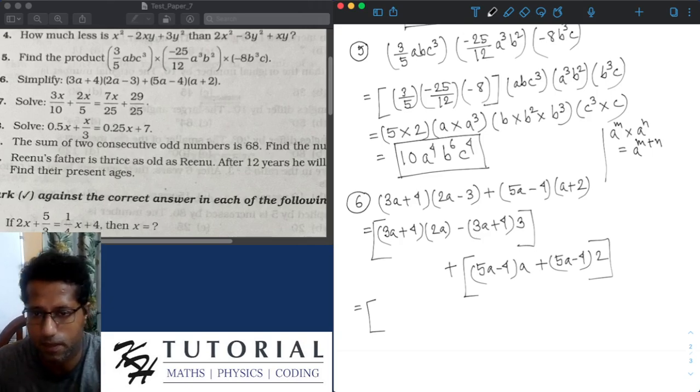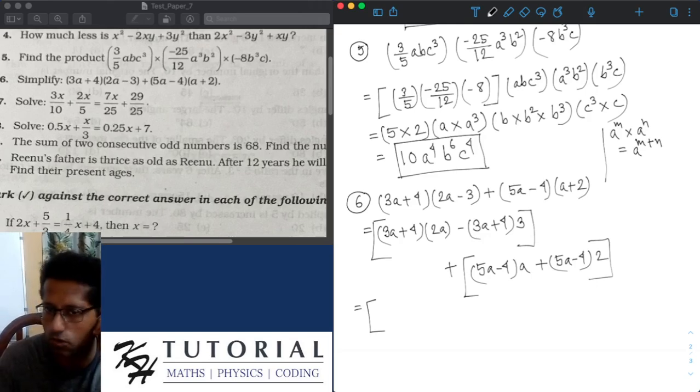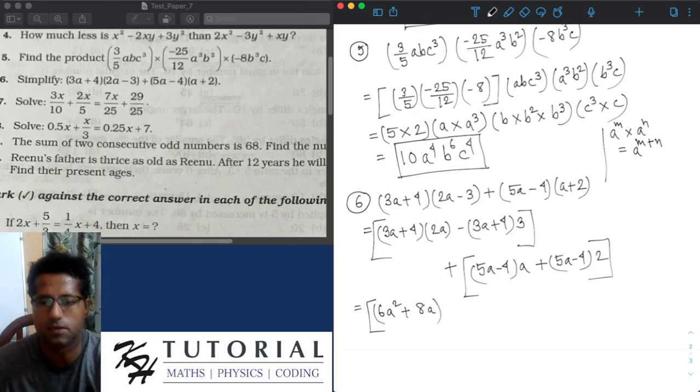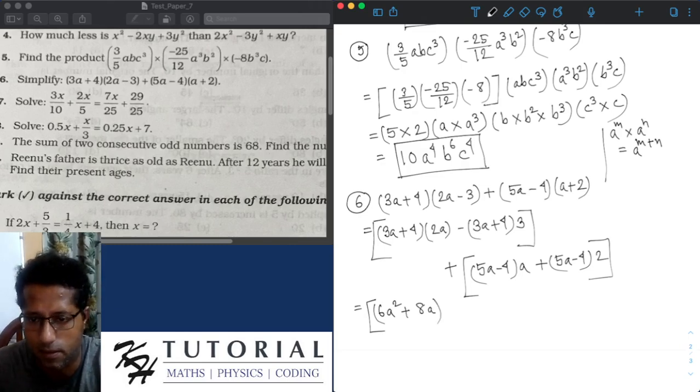Okay. So let's simplify the expression inside the first square bracket. Now we have to multiply 2a with 3a plus 4. So it's a product of a monomial and a binomial. This will be 6a square plus 8a, and then we have minus the product of the monomial 3 with the binomial 3a plus 4, that is 9a plus 12.